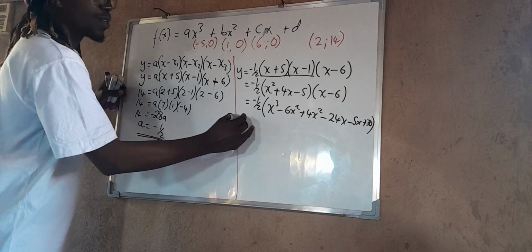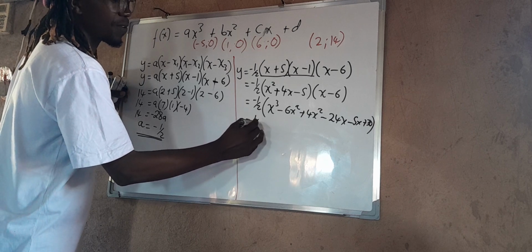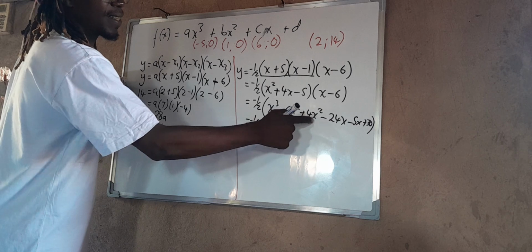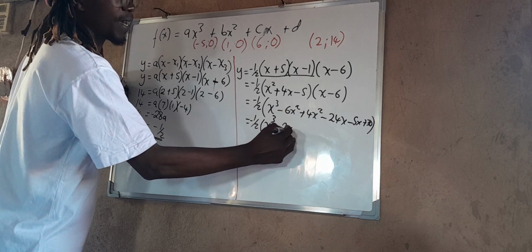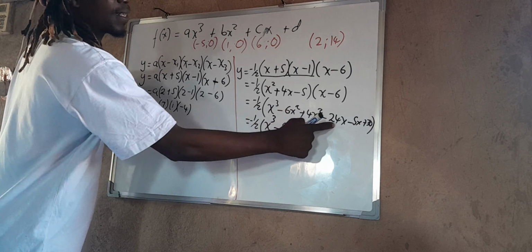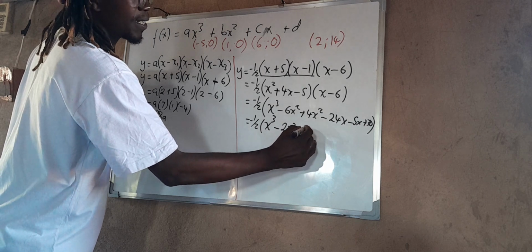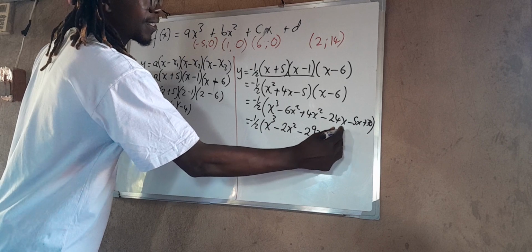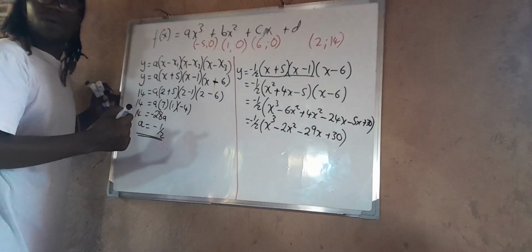Yeah. So this becomes negative half. This is our x cubed, and this becomes negative 2x squared, right? This and this becomes what? Negative 29x plus 30, right? Now we can multiply through by what?